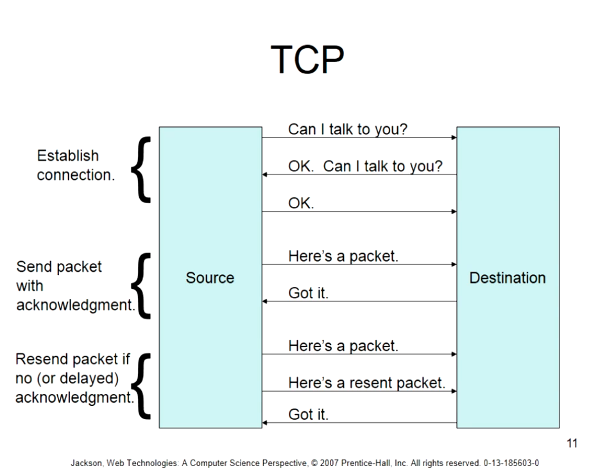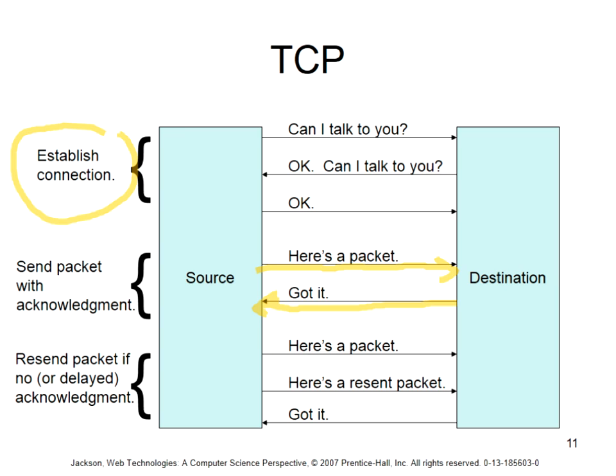So this is an example of how we establish connections. Can I talk to you, from source to destination? The destination says, okay, can I talk to you? Okay, so in this case, the connection is established. After that, the source can send packets with acknowledgement. So the source sends, here is a packet, and the destination sends, got it. This is the acknowledgement of this packet.